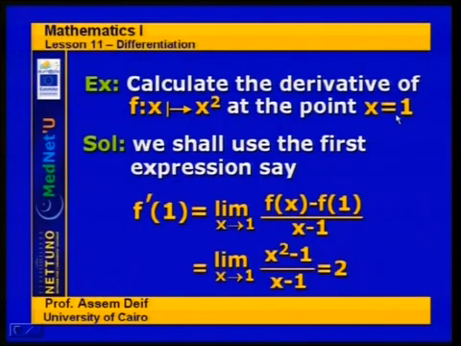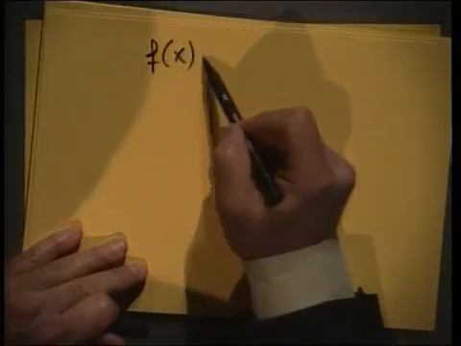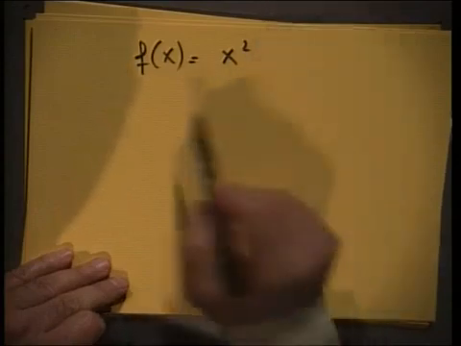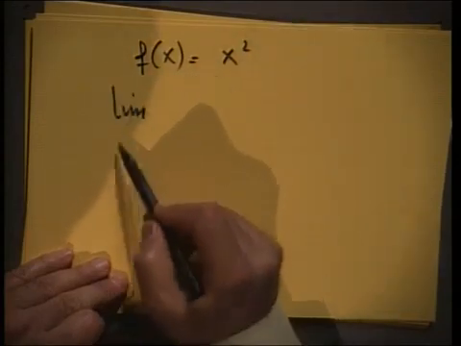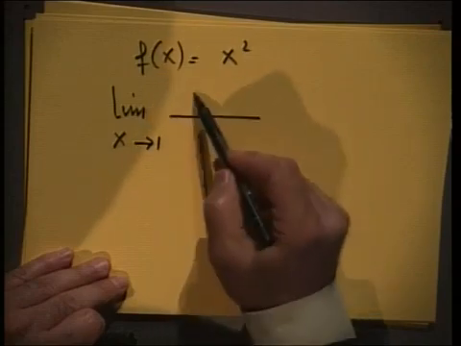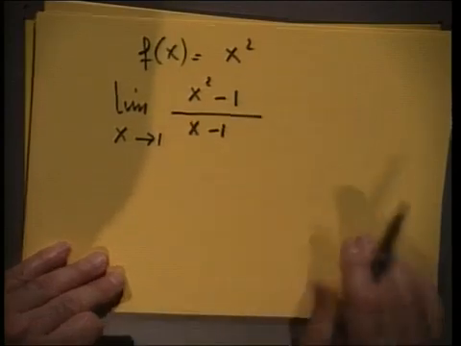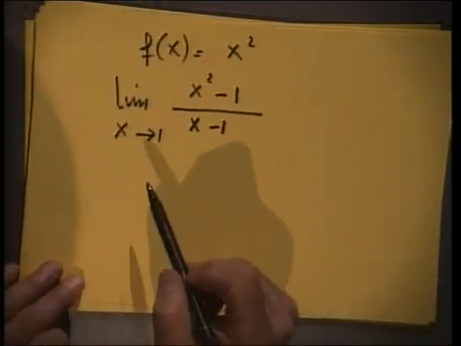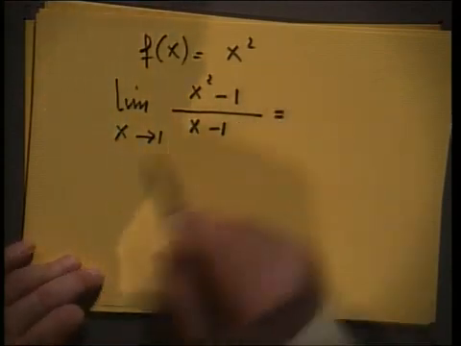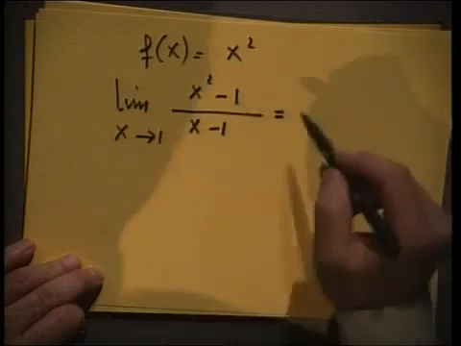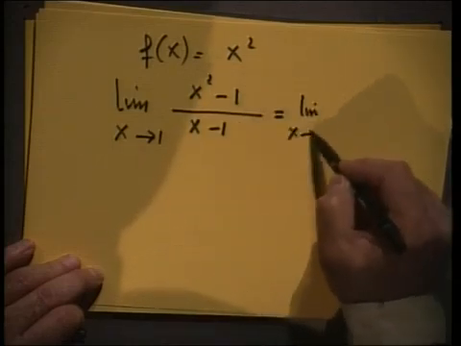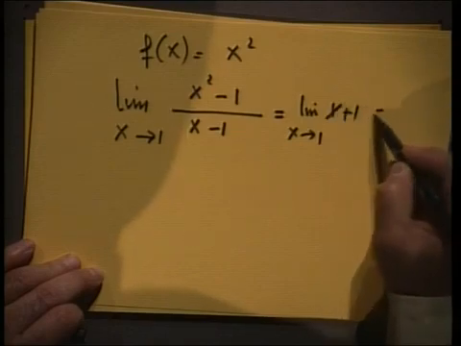For example, calculate the derivative. This is an example of x squared at the point x equal to 1. Then we use either expression. Here we have the function f of x equal to x squared, and you wish to calculate the derivative at the point x equal to 1. So the derivative becomes the limit when x tends to 1 of x squared minus the value at x equal to 1, which is 1, divided by x minus 1. This is the derivative at the point x equal to 1. When you calculate this limit, you decompose the numerator, you obtain the limit when x tends to 1 of x plus 1, and you get 2.